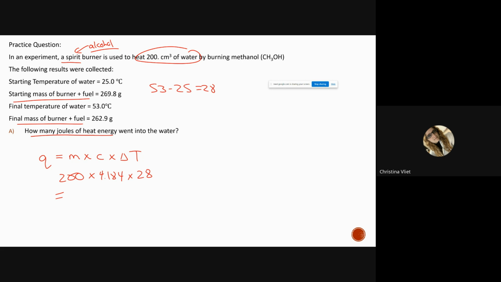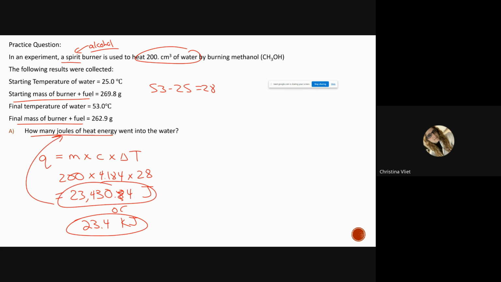$200 times 4.184 times 28 is 23,430.4 joules, or 23.4 kilojoules. We'll need this later, so I always do both. All right, so 23,430 joules. Are we good with this first one?